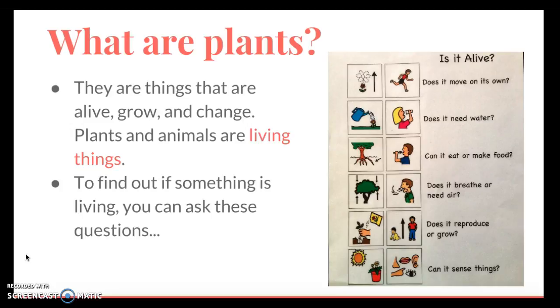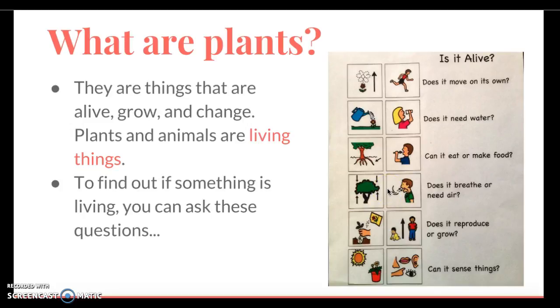To find out if something is living, you can look over here and ask these questions. So the question you're going to ask is, is it alive? So you would ask, does it move on its own? Does it need water? Can it eat or make food? Does it breathe or need air? Does it reproduce or grow? Can it sense things?